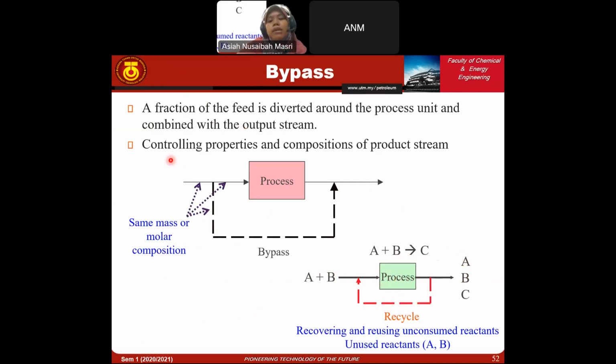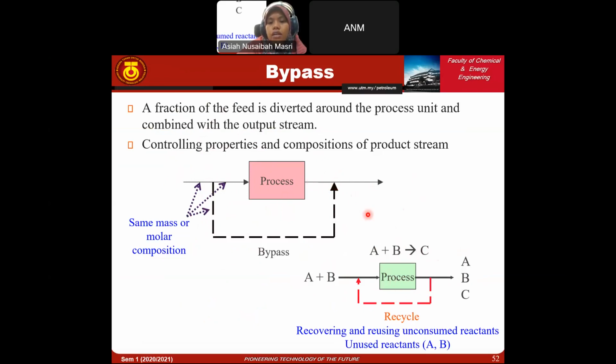Let's see the bypass flow chart. So here we have the bypass flow chart. We have a feed. Instead of having a splitter after the process, we are having the splitter before the process. So we have a feed here, then we have a splitter. Some of the stream will go into the process and some of them will be bypassed, passed around the process and mixed with the output of the process. Here we have the output and here we have a mixer.